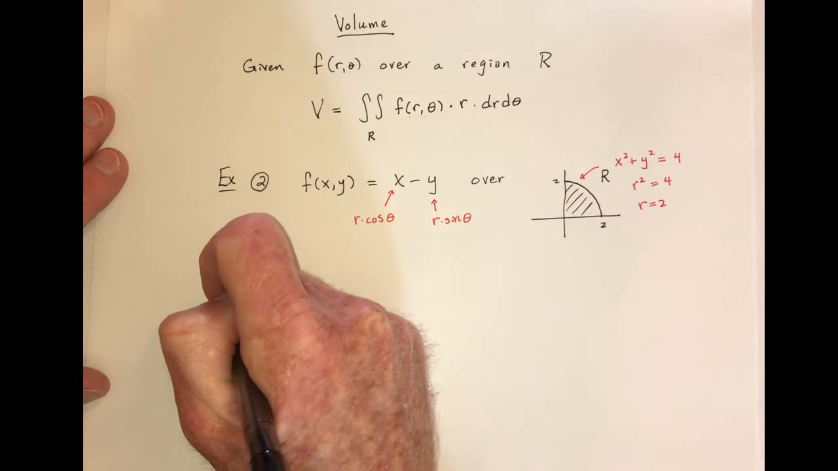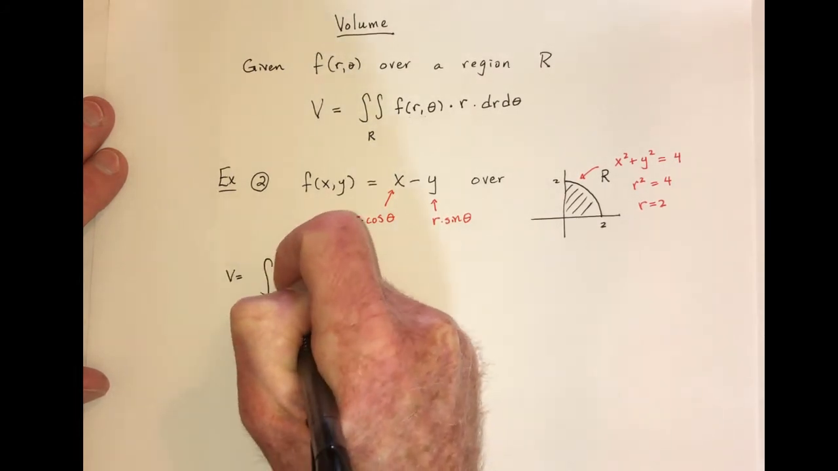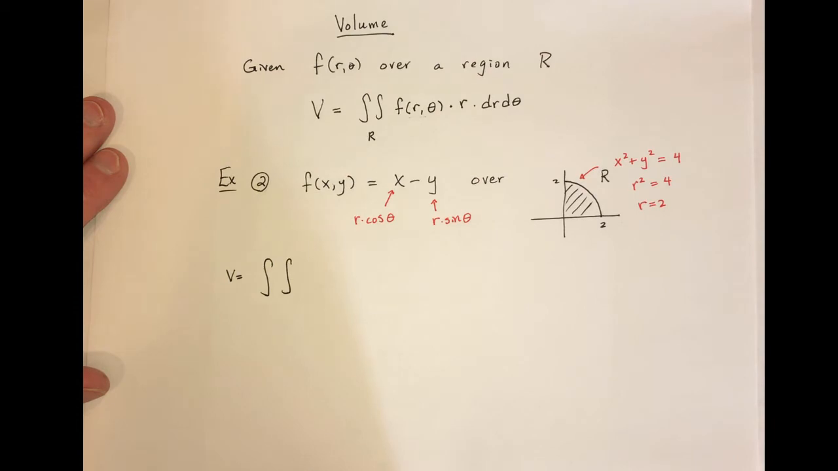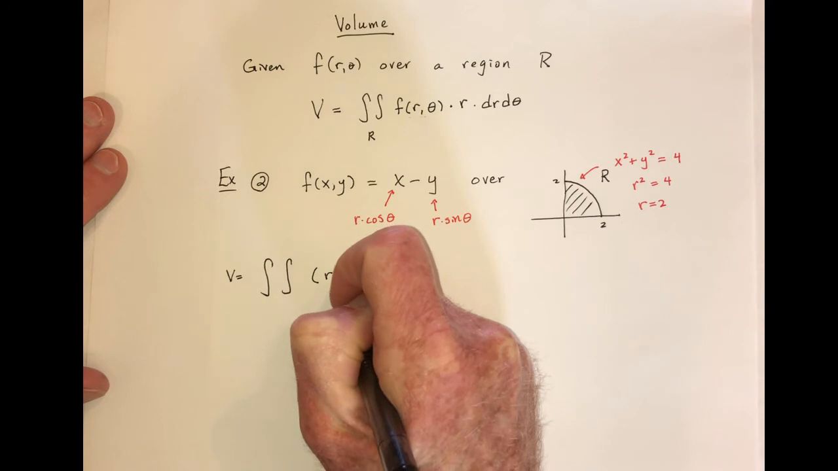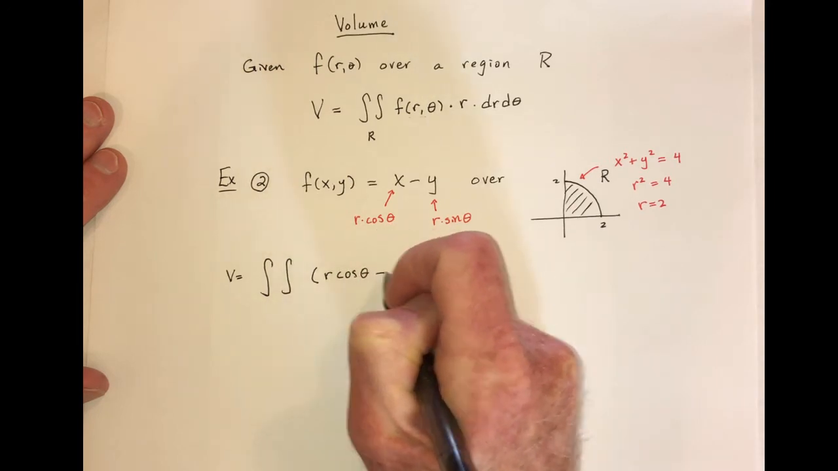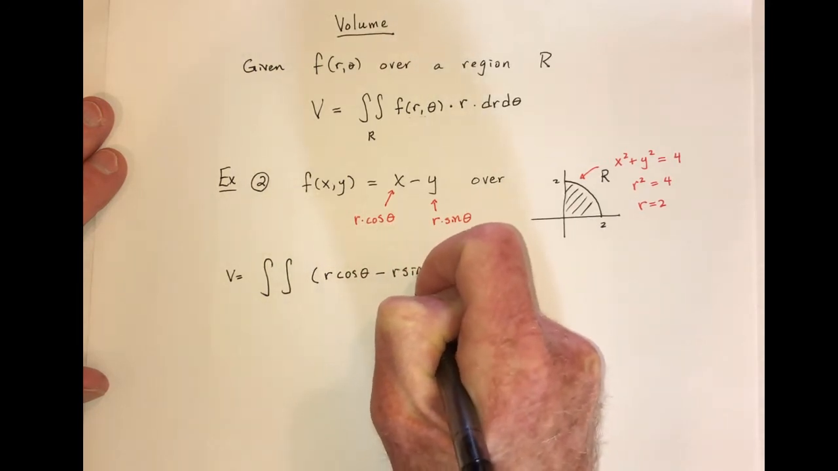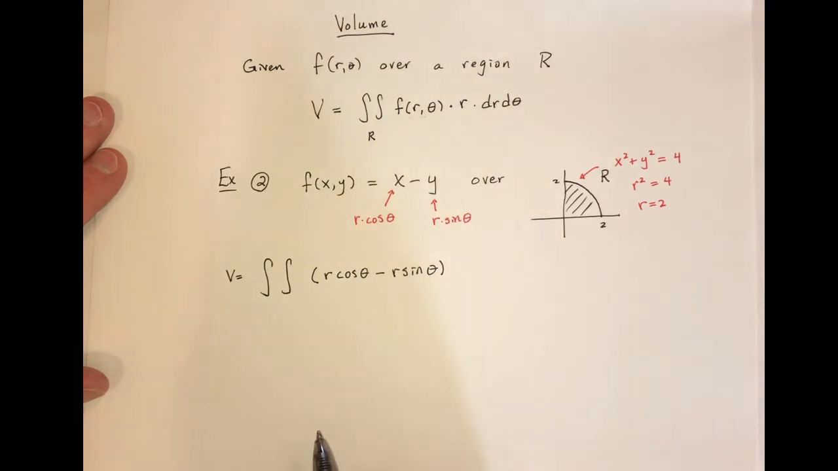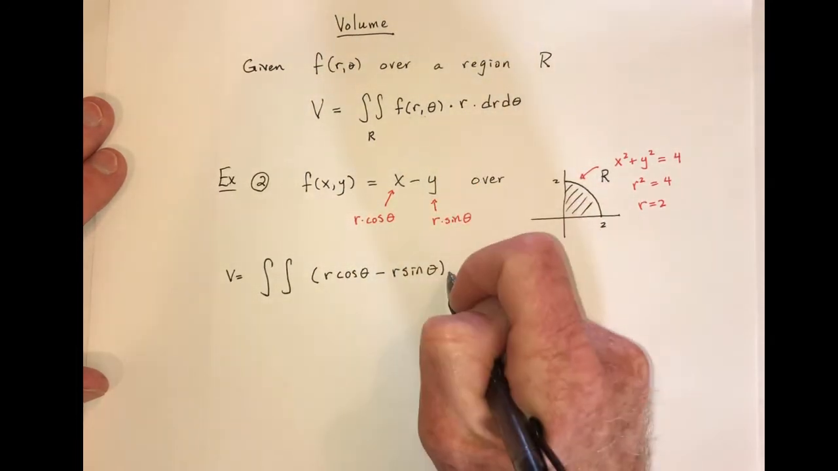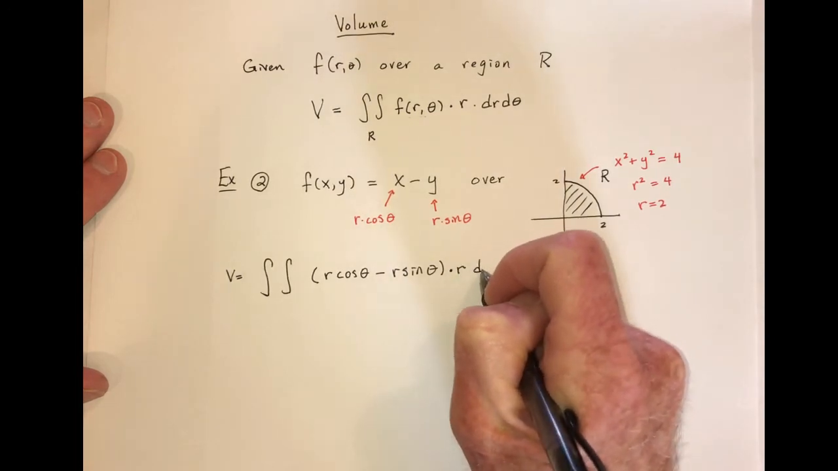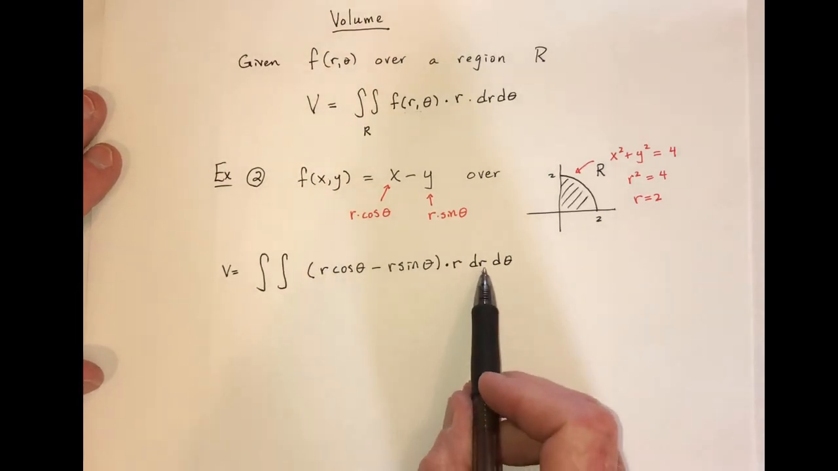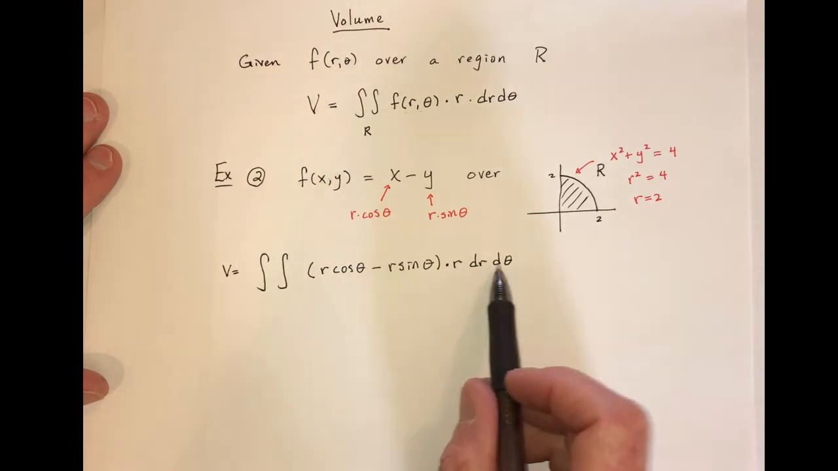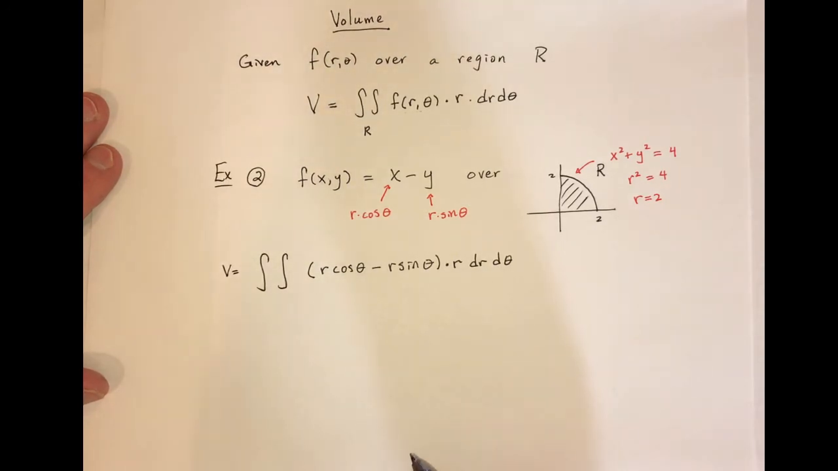Okay, so the total volume is going to be integrate and integrate, and then it's x minus y, so that's going to be r cosine of theta minus r sine of theta. And then there's the extra r, and then dr d theta. So I always prefer to just use dr d theta. I've never or rarely found a time when it's advantageous to switch those, but you can switch them if you want to.